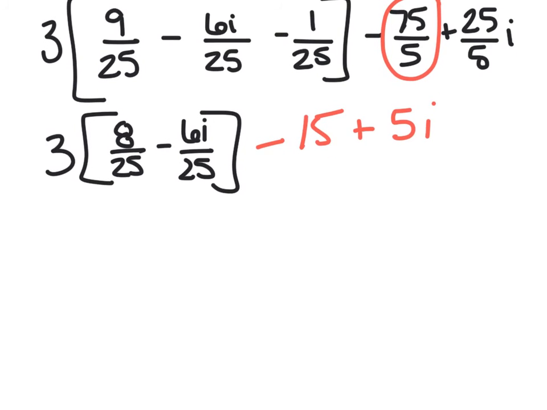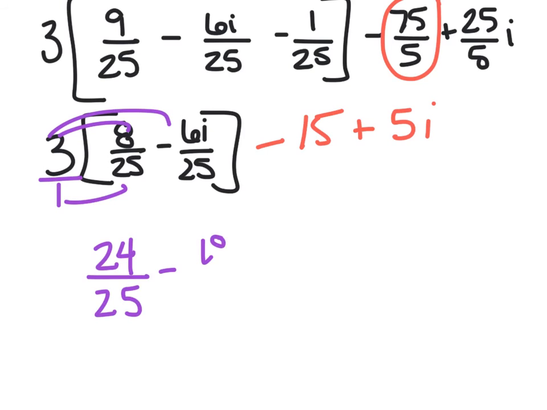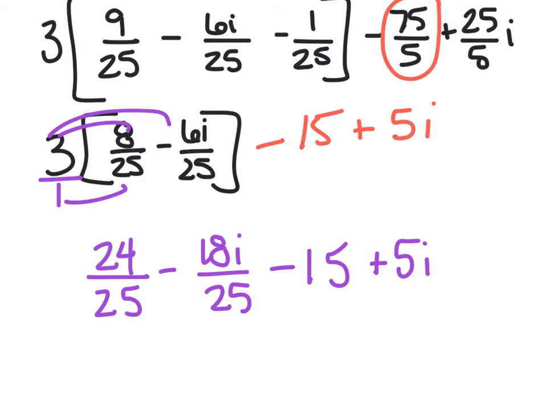And now I'm going to take that 3 and distribute. Again, picture it as 3 over 1 and multiply the tops and the bottoms. So on top, I get 24 over 25 minus 18i over 25 minus 15 plus 5i.